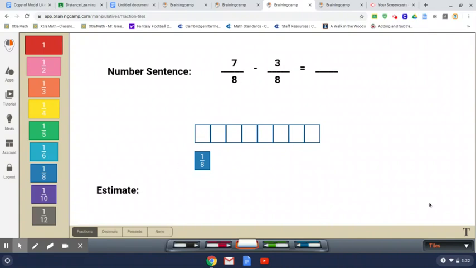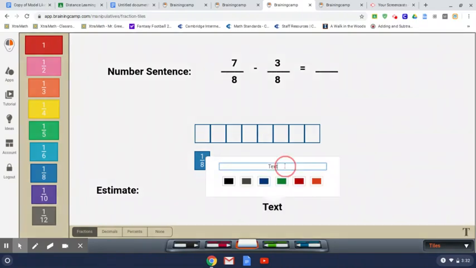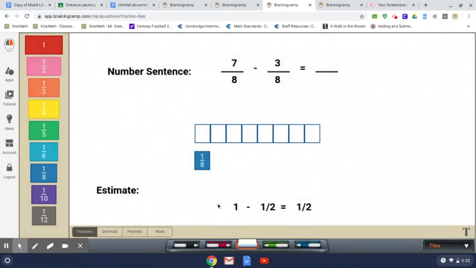We know that 7/8 is almost the whole object. So that's closer to 1. And we're going to subtract 3/8. Well, 3/8, if this is the halfway mark, 3/8 is pretty close to a half. So 1 minus a half means that we're going to have about a half left over. So my estimate, when I'm all done, I'm going to say it's close to a half.